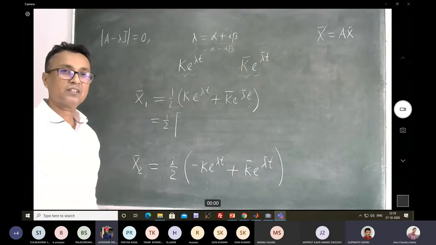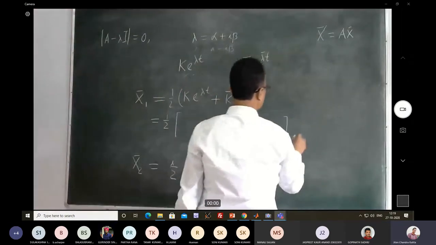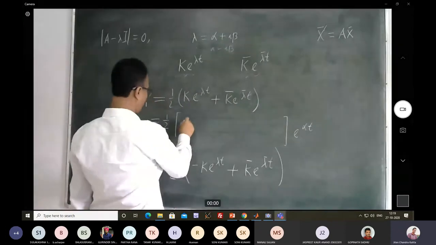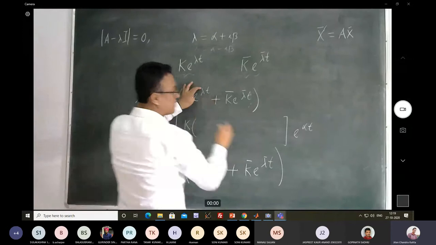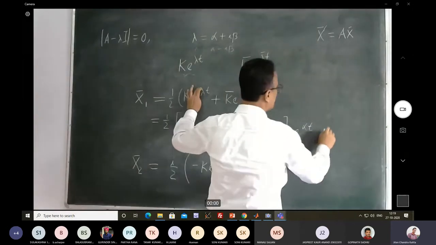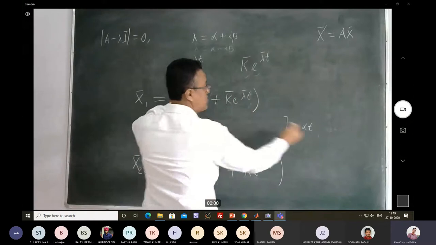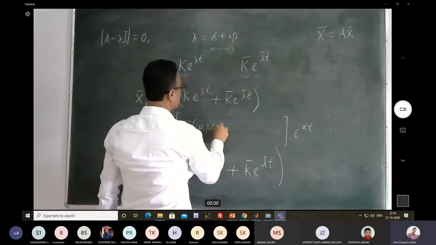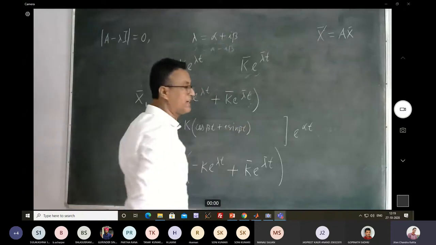Right? Yes, sir. So e to the power alpha t is going to be common from every term. So now from here, it is going to be what? e to the power alpha t into e to the power i beta t, right? For this one. So e to the power i beta t is simply cos beta t plus i sine beta t, right?